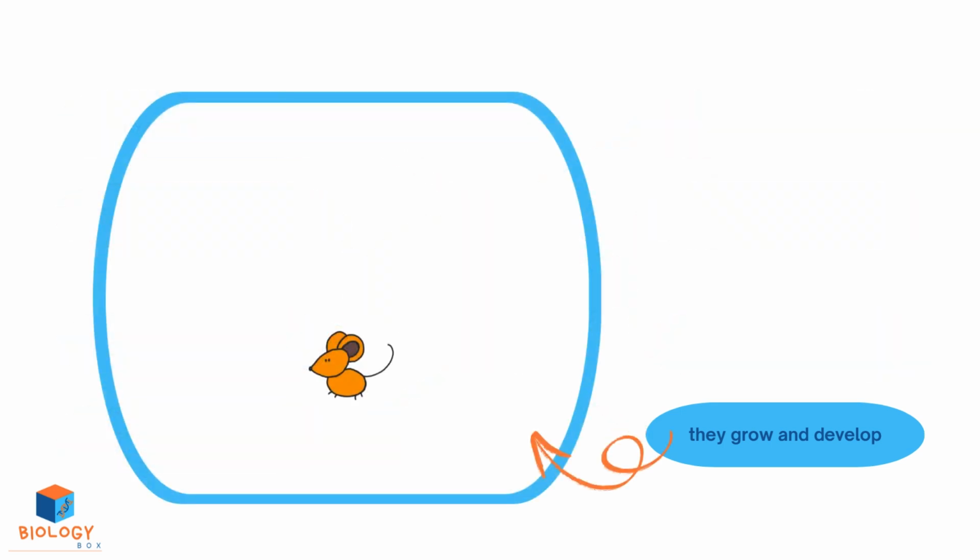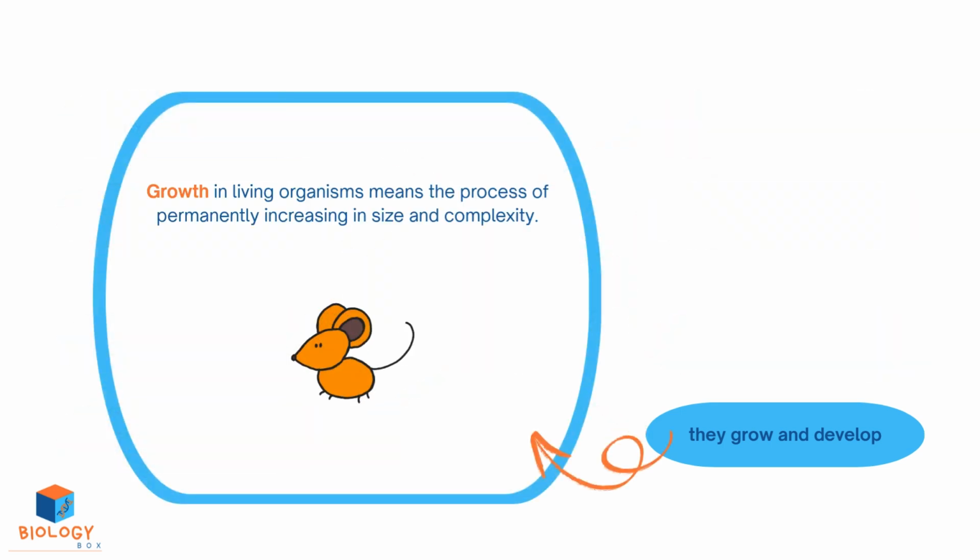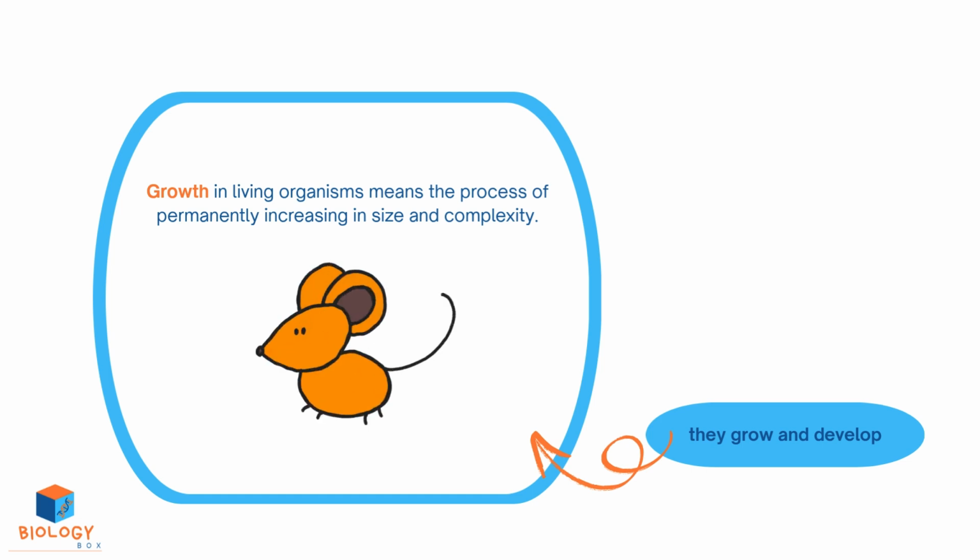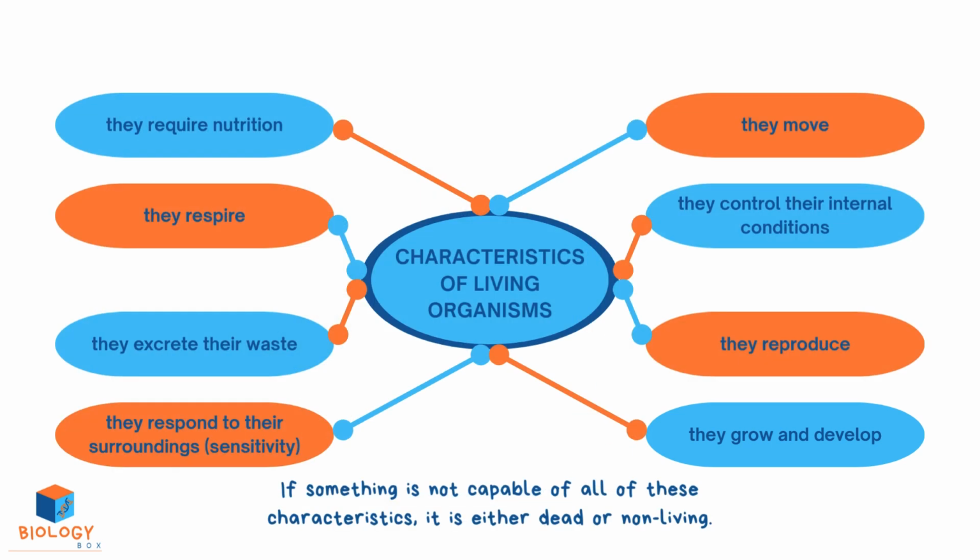The final characteristic is growth. Growth in living organisms means the process of permanently increasing in size and complexity. They are the 8 characteristics of living organisms. If something is not capable of all these characteristics, it is either dead or non-living.